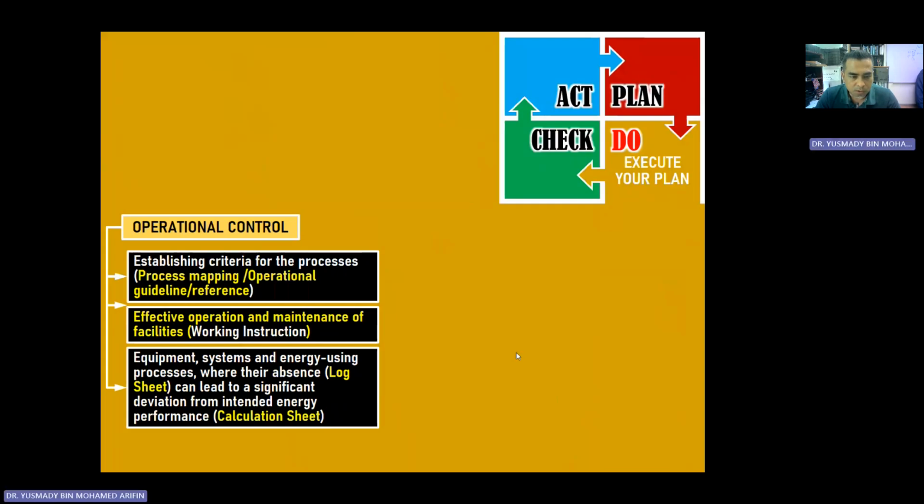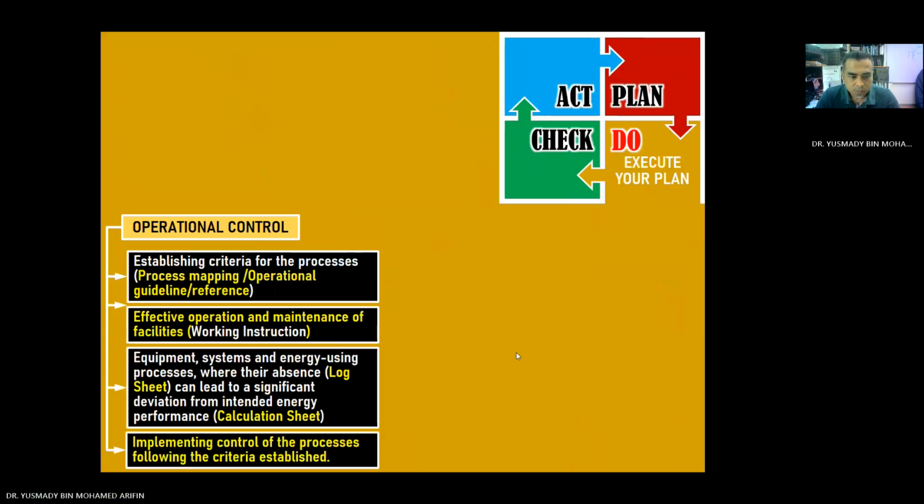For equipment, system, and energy usage processes, an absent log sheet can lead to a significant deviation from intended energy performance, which refers to the calculation sheet. And also we need to implement control of the processes following the criteria established.